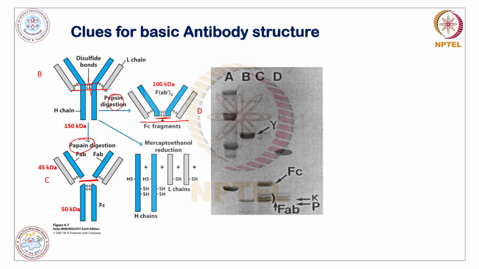Then when this digested antibody was run onto a gel, they observed the different fragments of the antibody. From there, they confirmed that yes, there are the Fab region, the Fc region, and the different light chain and heavy chain observed on the gel. So this was an experiment using enzymatic digestion.